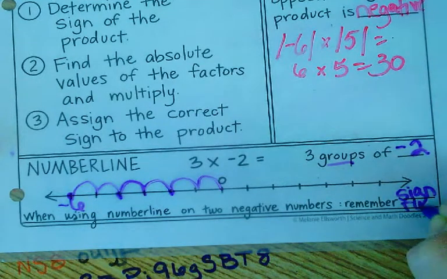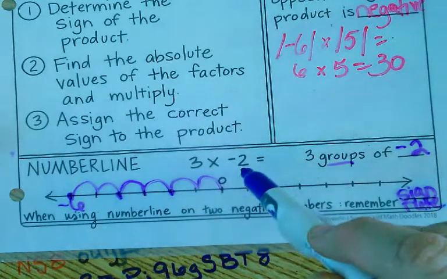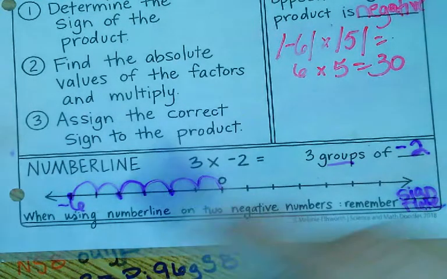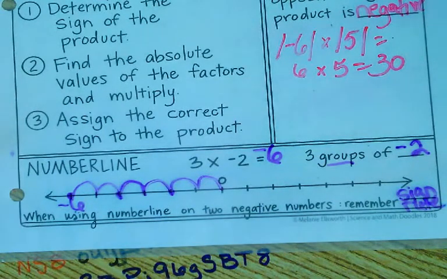Our answer is negative 6. Are we good? I know I'm going kind of fast because I'm hoping that by talking and not having silence, I will not have skipping, but who knows? So let's flip it and look at the guided practice, all right?